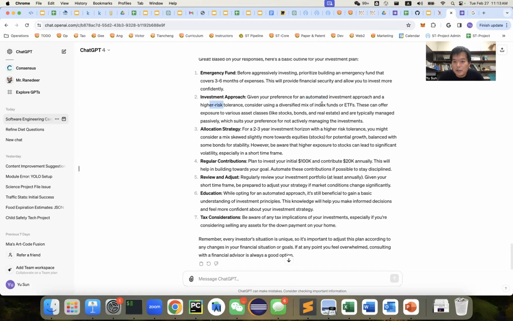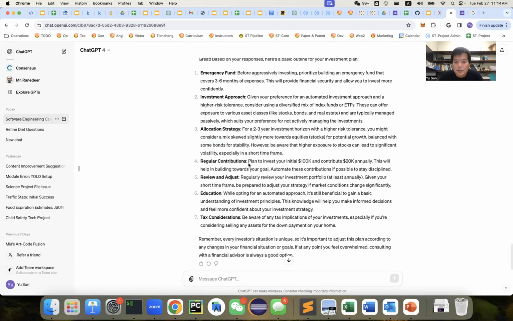So they want to do the funds and ETFs, basically those kinds of agencies that do the investment. They can offer various asset classes, typically managed passively. And the allocation strategy for 2 to 3 years, you might consider mixed and more toward equity stocks for potential growth. Stocks normally have higher growth potential, but the risk is also higher. But you want to mix that with some balanced bonds, which are lower growth but more stable.